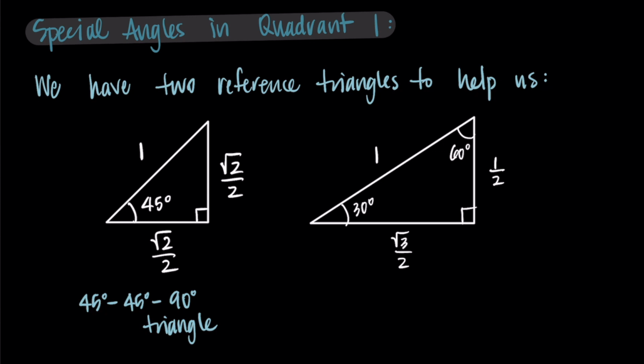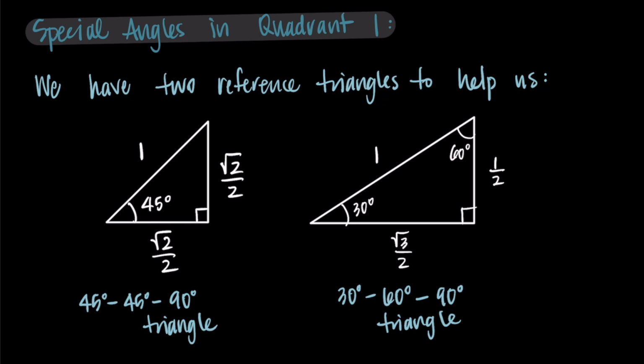And we also have a reference triangle that is the 30-60-90 triangle. And this one will be used for 30-degree and 60-degree angles and those related to them. So this triangle has the 1/2 length across from the 30 degrees and the square root of 3 over 2 across from the 60 degrees, with the hypotenuse being 1.